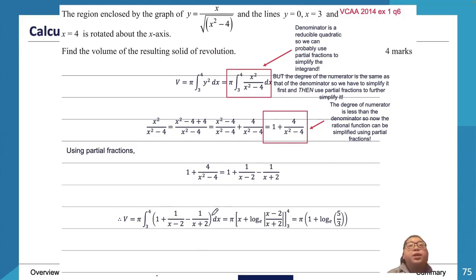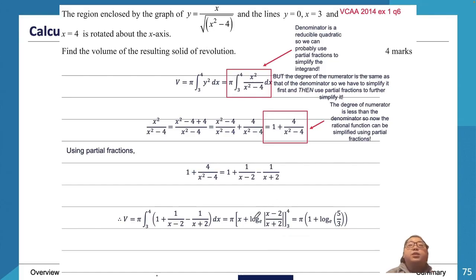So we'll get that the first one anti-diffs to x, and the second part anti-diffs to log e of x minus 2, and the third part anti-diffs to negative log e of x plus 2, so we can combine the logs together to give us x minus 2 over x plus 2, and then we substitute all of that in, and we can put the pi out to the front. So when we substitute that in, we'll get 4 plus log e of 4 minus 2, which is 2, over 4 plus 2, which is 6, so we'll have that as 2 over 6.